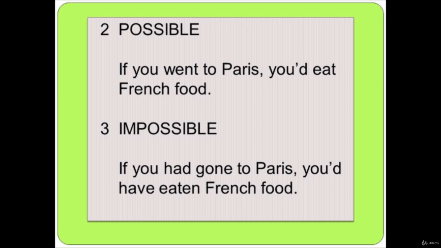In the third conditional, the speaker indicates that the condition and result cannot be fulfilled. It is impossible, as the action didn't happen. We can say, if you had gone to Paris, you'd have eaten French food. But he didn't go to Paris, so he couldn't eat French food.